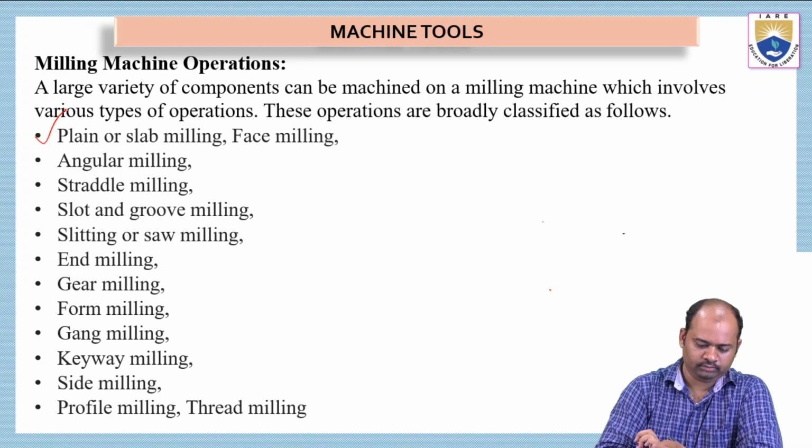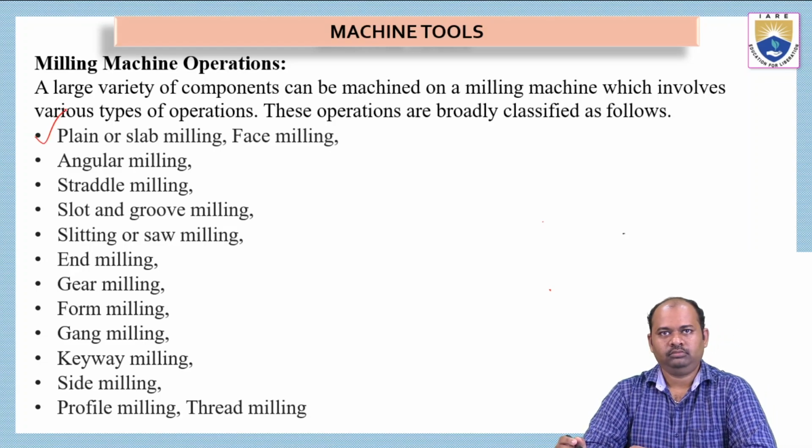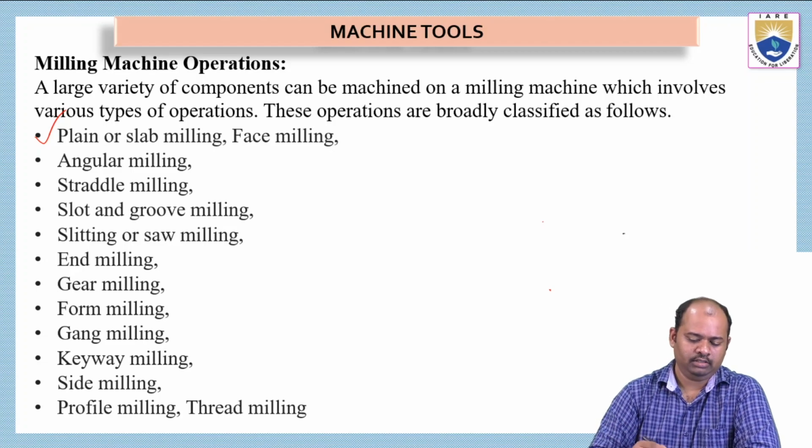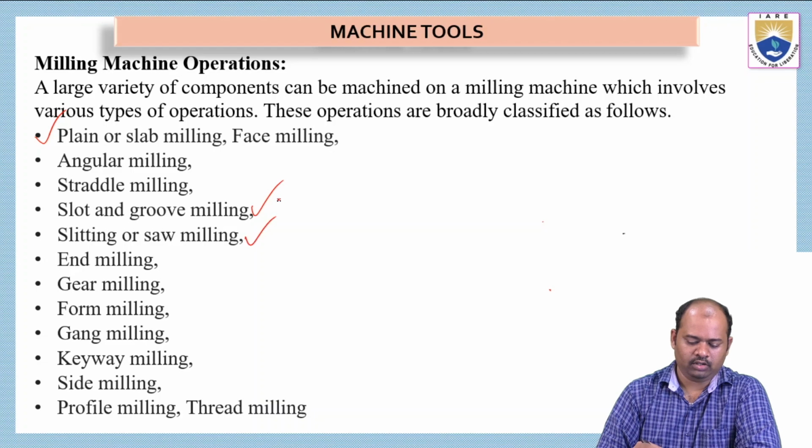So, the first one, there are about 14 processes. First one is plane or slab milling or face milling, and then angular milling, straddle milling, slot and groove milling, slitting or saw milling, end milling, gear, form, gang, keyway, side milling, profile, and thread milling.